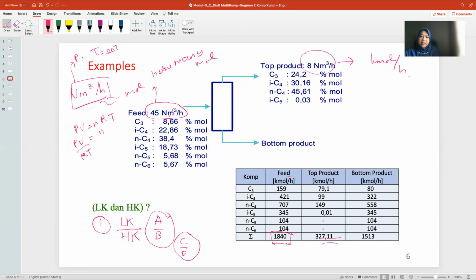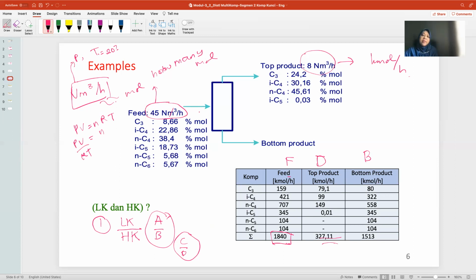Here it's interesting. This is a slide from Pak Danu. He calculates the top product, and based on that he can get the feed, the distillate, and the bottom. And how to get the bottom product? Just subtract them, from here to here. Okay. Now, the next step. So then we have the bottom product.